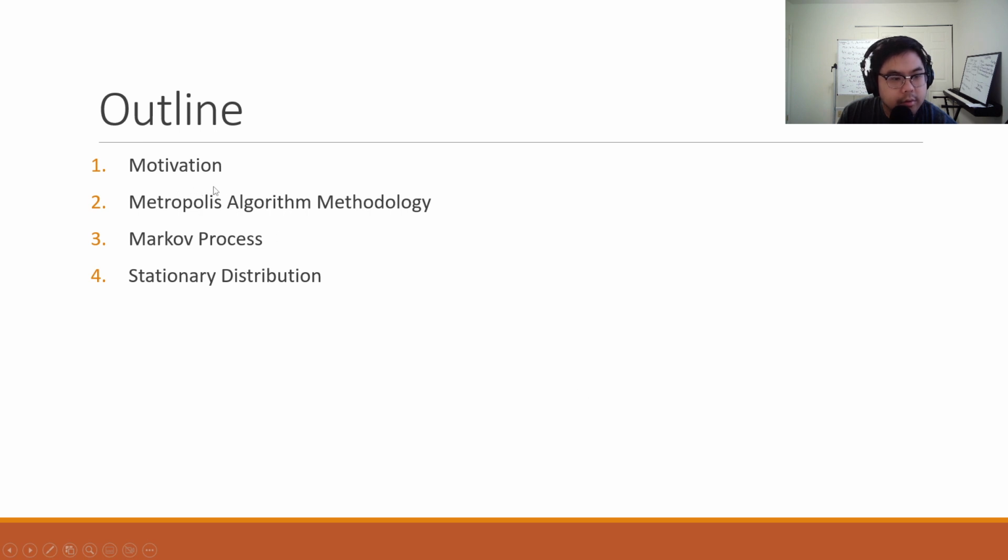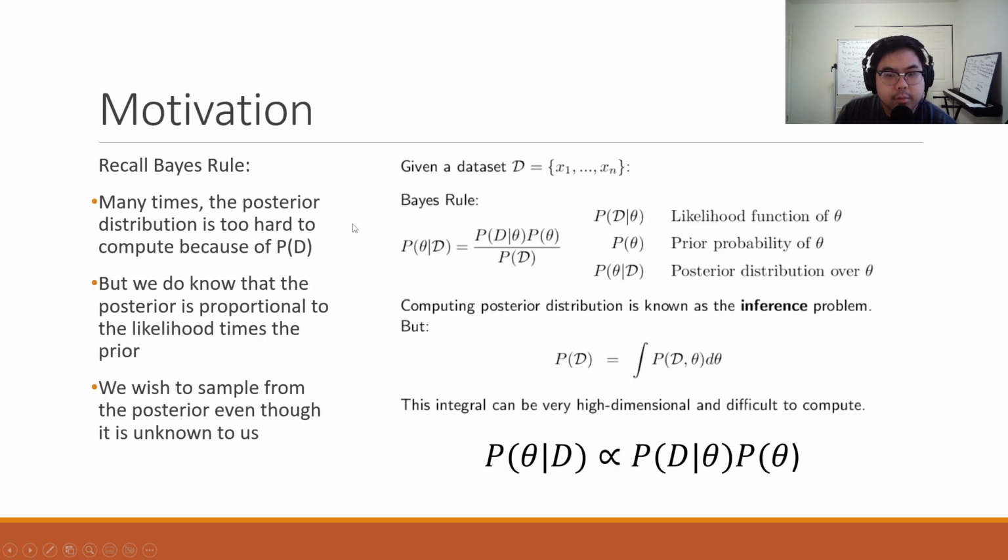So let's go through the outline first. We've got the motivation. Then we're going to talk about the methodology. Then we're going to talk about the Markov process. And we'll talk about the stationary distribution of that Markov process. All right, so let's talk about the motivation here.